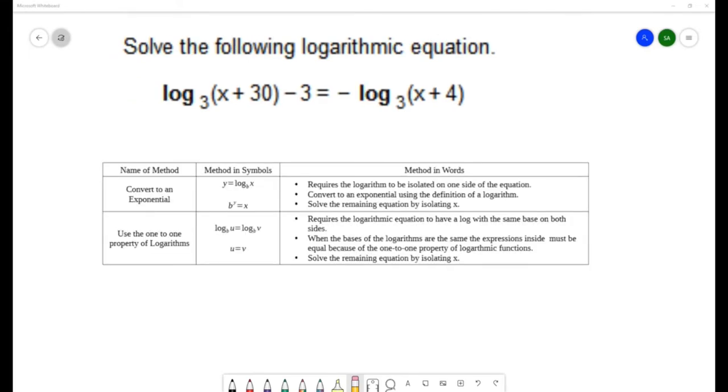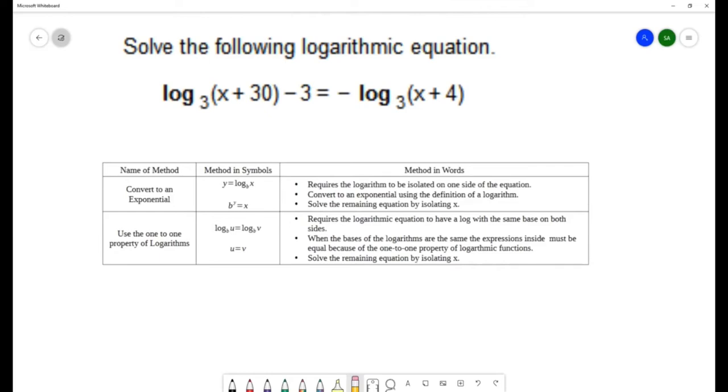I wanted to share with you a couple of the typical methods that we use for solving logarithmic equations. Two of the methods that we see most often are to convert that logarithmic equation to an exponential, or to use the one-to-one property for logarithms. So let's take a look at both of these formats and see if it matches what we have.